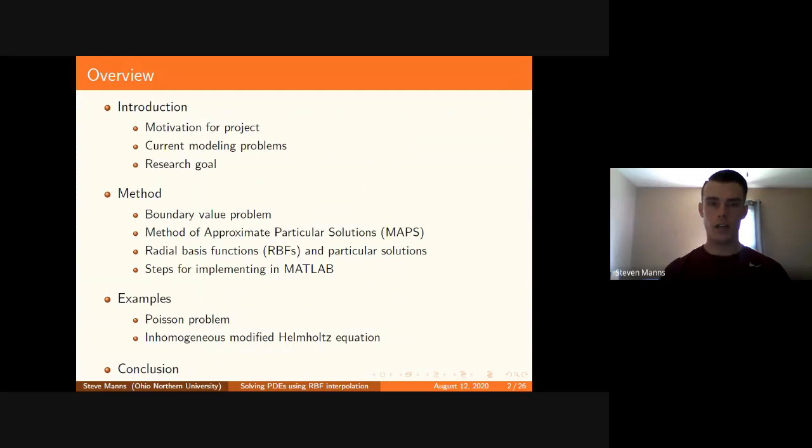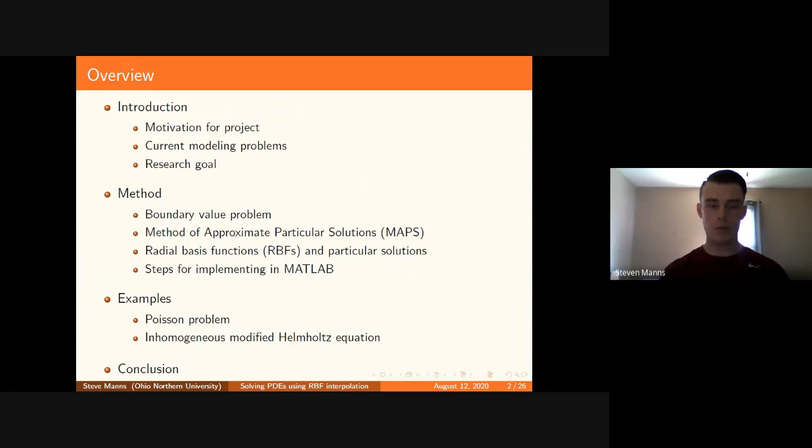Before diving into the content, I wanted to give you a brief overview of what we'll be talking about. In the introduction, we'll look at the motivation for the project, a current modeling problem in which PDEs are being used, and conclude that section by presenting the research goal. When discussing the method, we'll look at a general form of the boundary value problem that we will look at in later examples, provide enough of the theory behind the method of approximate particular solutions for others to be able to implement the method, look at some radial basis functions in the particular solutions, and outline a set of steps for others to follow when implementing the method in a computer program such as MATLAB.